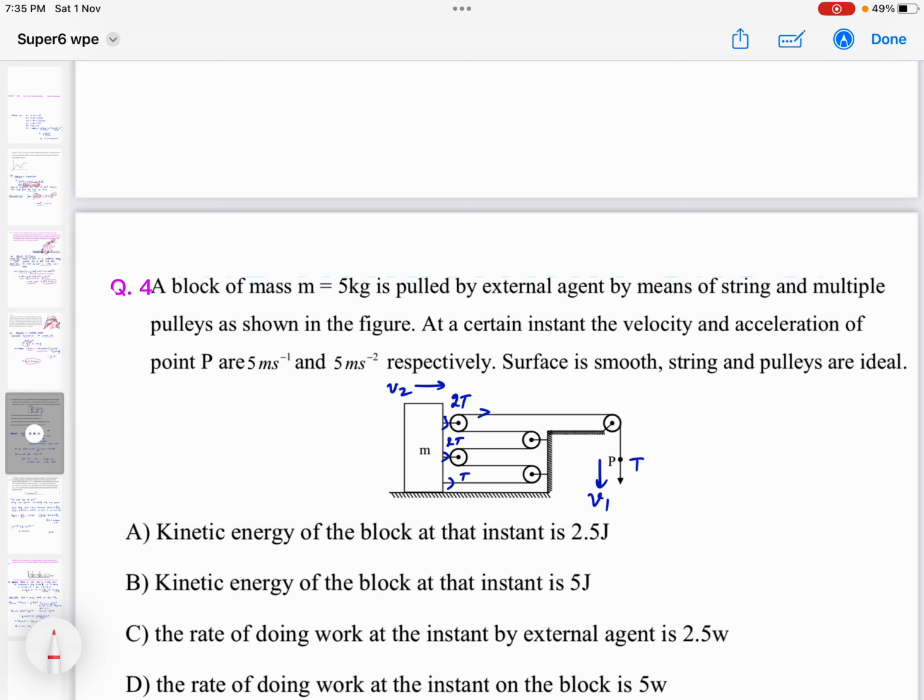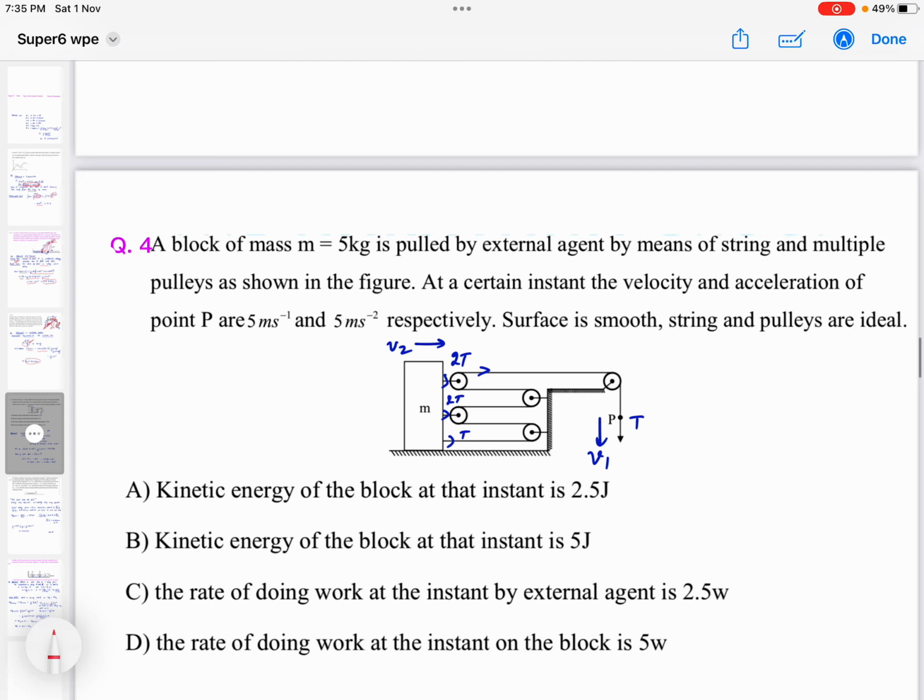So for these kinds of questions only, I was saying we should first, like a trained student, select the easy questions. I think this is the easiest question in the Super 6 section, right? A point is moving with some velocity and acceleration which are given, and we need to tell about the kinetic energy of the block or the rate of doing work by the agent on the block, right?